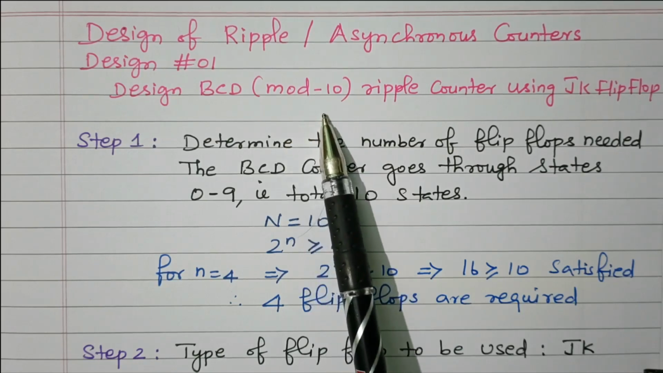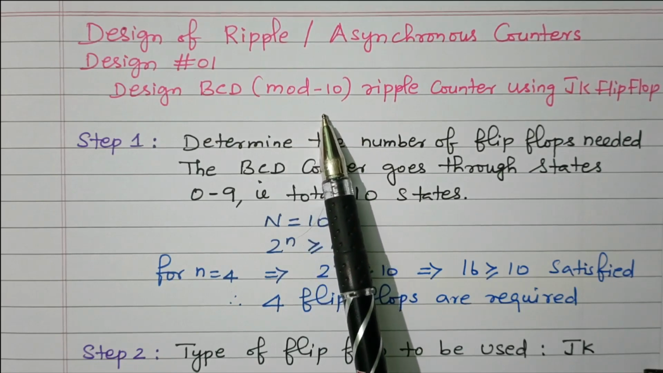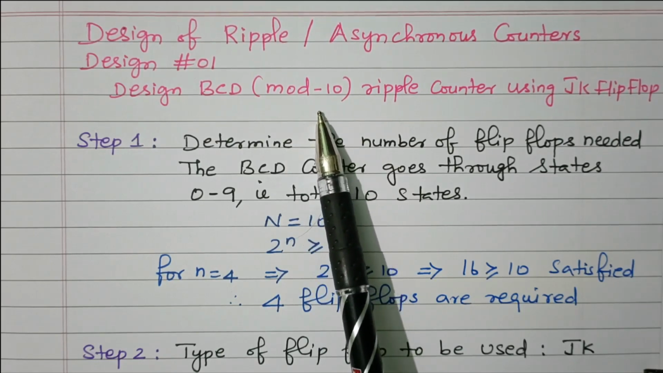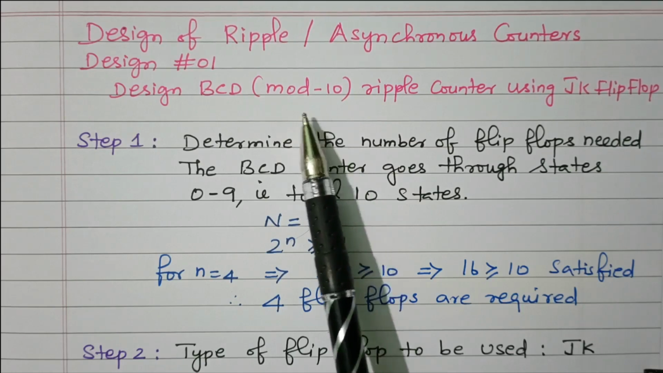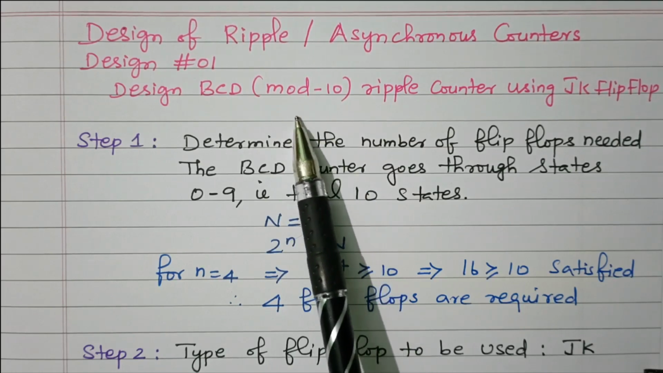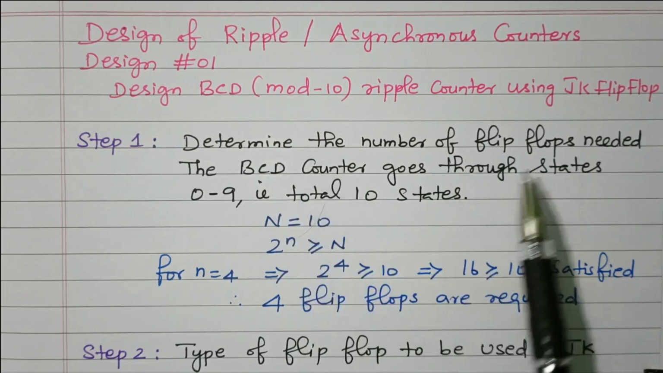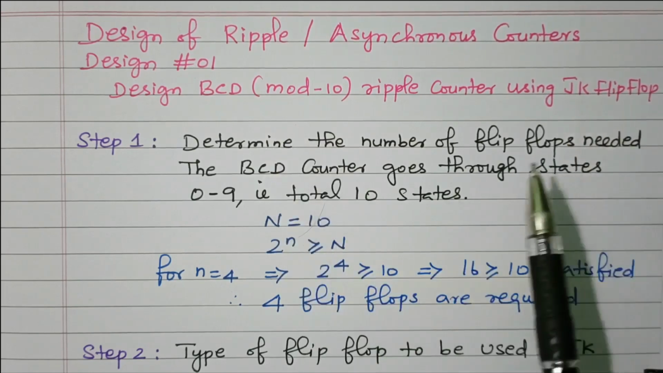Mod 10 means out of 16, that is 2 to the power 4, 16 combinations, 0 to 9 will appear and 10 to 15 will not appear. That is called a mod counter. Similarly, we have mod 5, mod 6, 7, 9 counters available. So in this problem, we need to design a mod 10 counter, and we are going to use the JK flip-flop.